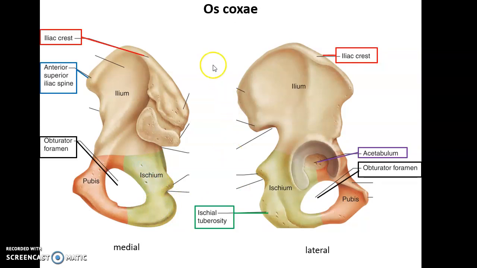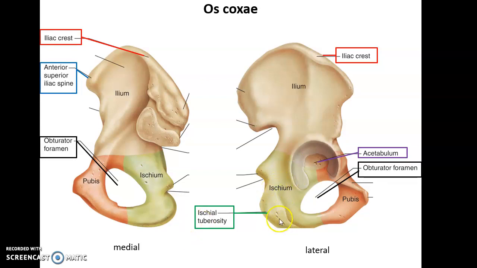All right, some structures on the os coxae. Well, this large hole here is called the obturator foramen. Above that is this large socket. That socket sticks out laterally, and that socket is called the acetabulum. It helps to form the hip joint.